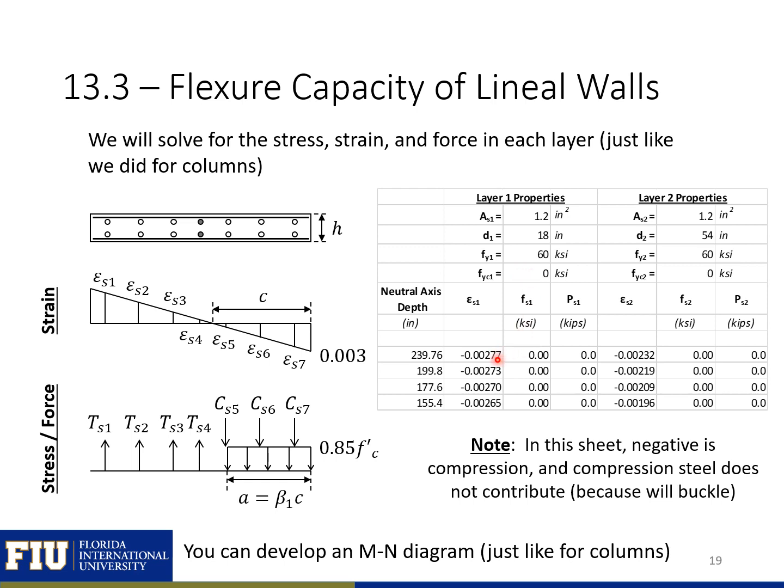So here in layer 1, we have a compression strain, so we have 0 stress. And because we have 0 stress, we have 0 force. So then the total force in the column will just be equal to the summation of all of the forces of all of our layers and also the force from our concrete. And we can also find our moment by just taking our force times the lever arm of each force, and we'll sum moment about the plastic centroid of our wall.